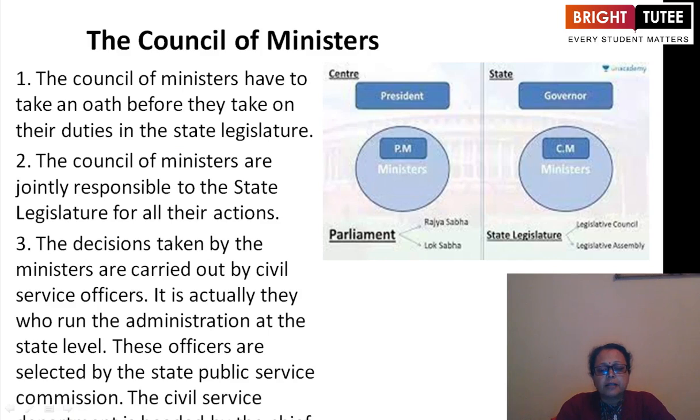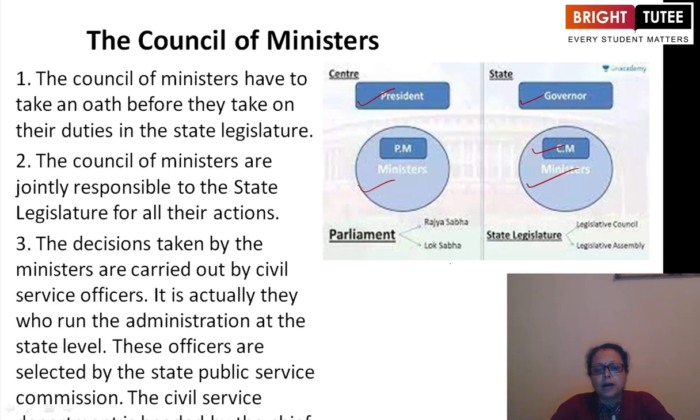Then it is about the council of ministers. At the country level, at the central level, the president is the head. At the state level, we have the governor. At the center, we have the president, then the prime minister and the ministers. At the state level, the chief minister and the ministers.